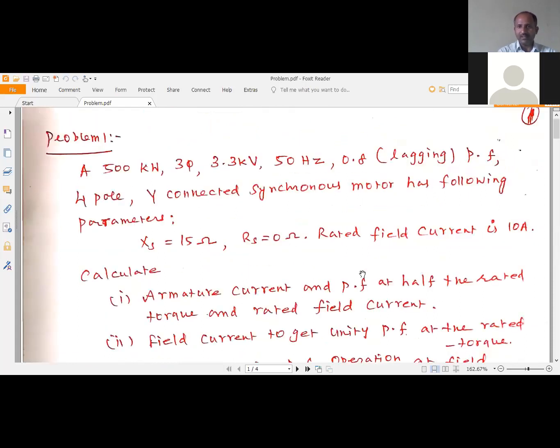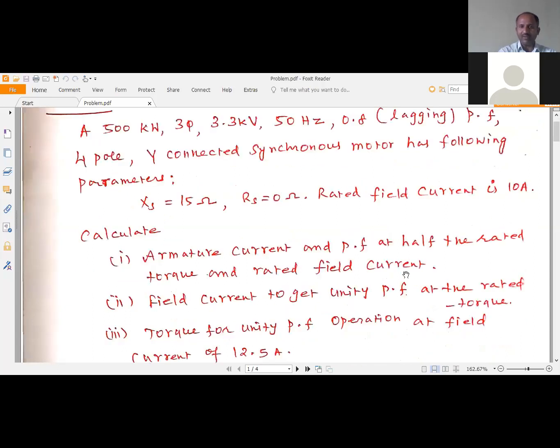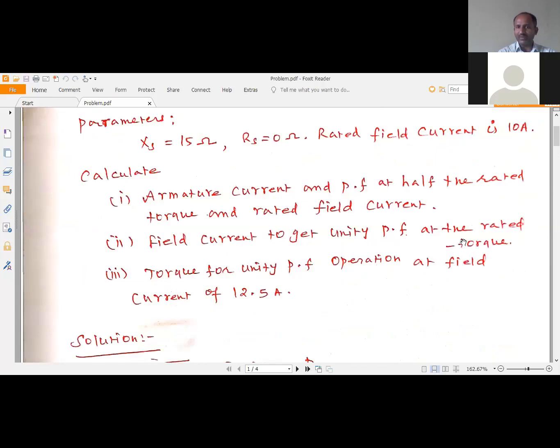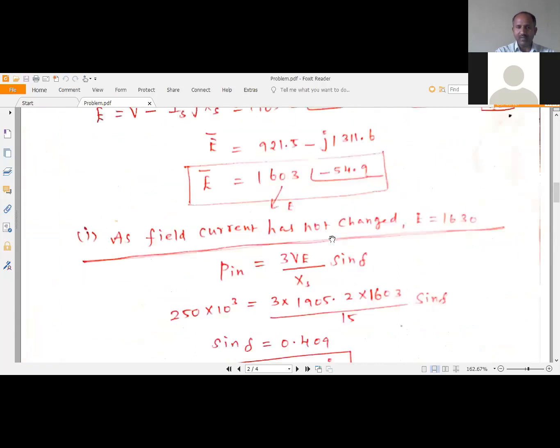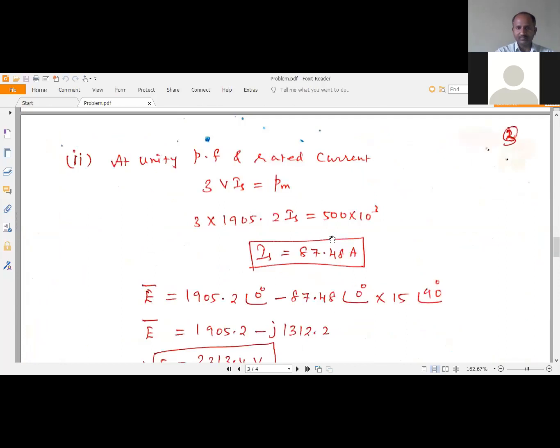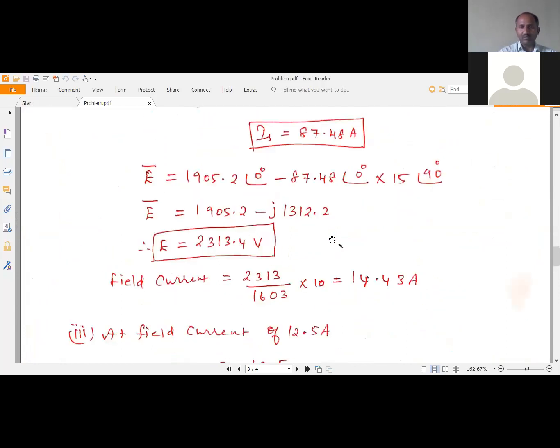In the problem, it is noted that XS is equal to 15 ohm, RS equal to 0 ohm, and rated field current is 10 ampere. For this 10 ampere, you calculate the value of field current to get the unity power factor at the rated torque. For that, the field current IF is equal to this induced EMF, 2313.4, divided by 1603.